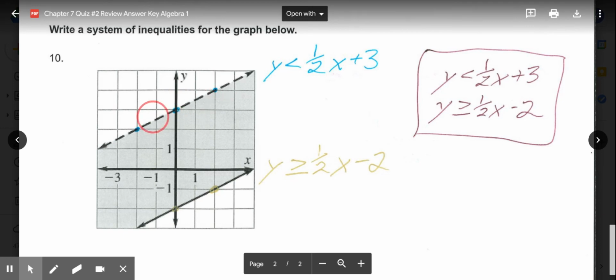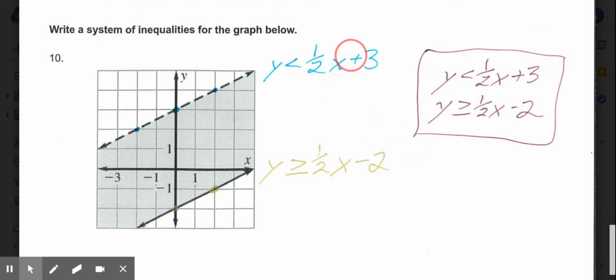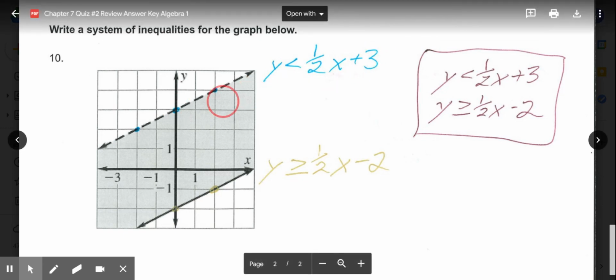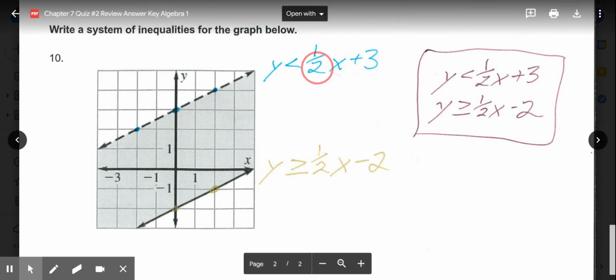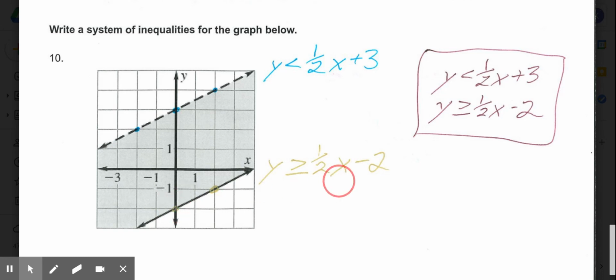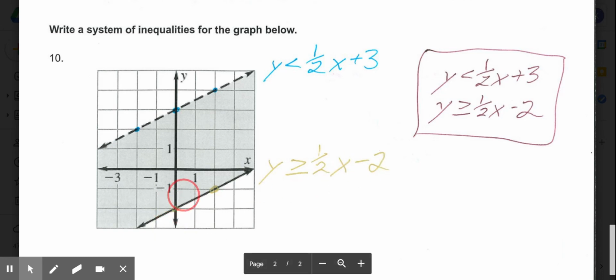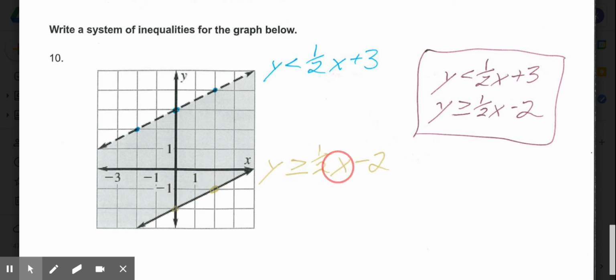So if I look at my dashed equation here, it's crossing the y-intercept at a positive 3, so I know it ends in a plus 3. From this point to the next point on the line, it's up 1, right 2. So if my slope is up 1, right 2, we'd write that as 1/2 x. So we know it's 1/2 x plus 3. With the bottom equation, it's crossing at a negative 2, so we know it ends in a minus 2. Our slope is up 1, right 2, so again, our slope is 1/2 x.